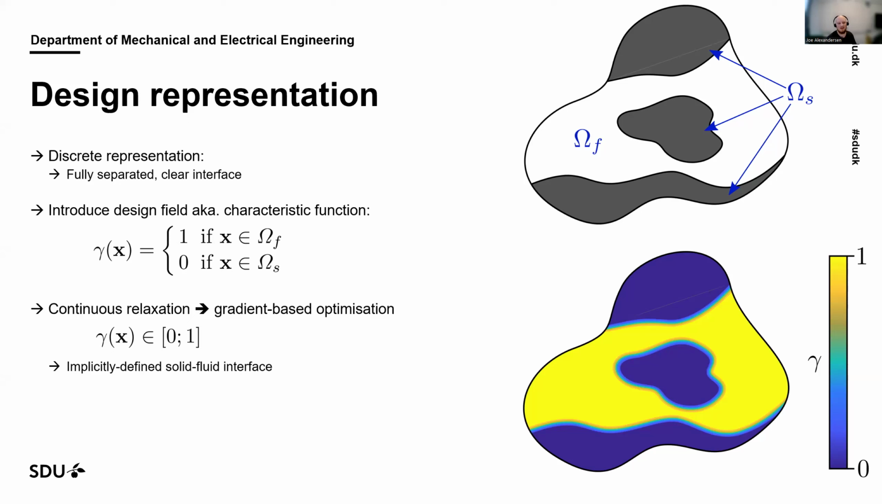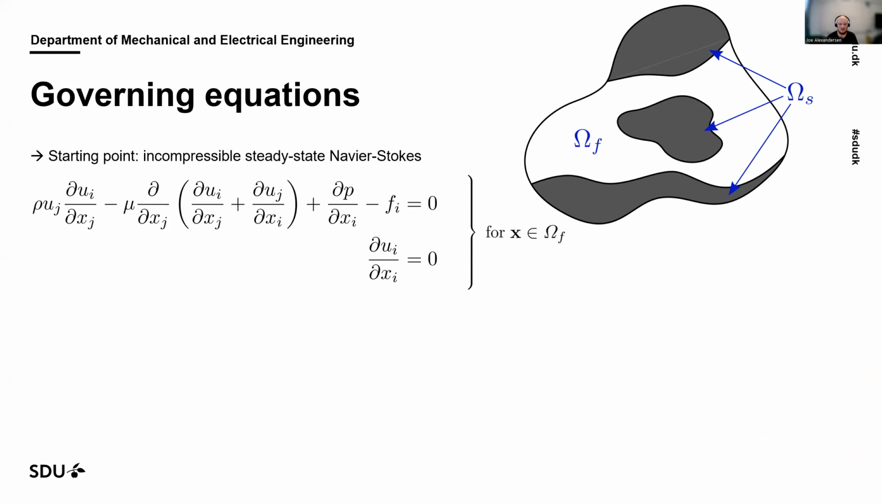But a drawback is that we get this implicitly defined solid-fluid interface. It's no longer a well-defined line. It's defined by this contour of this design field. And that has certain drawbacks when you go to high-speed flows, or at least it can if you don't do something smart. So the starting point is the steady-state incompressible Navier-Stokes equations.